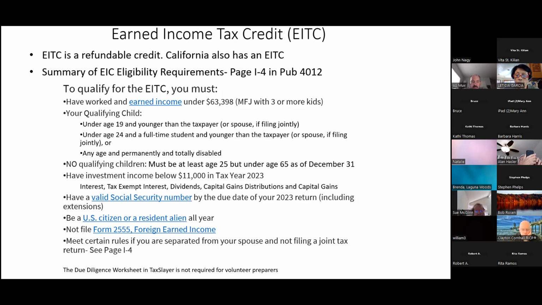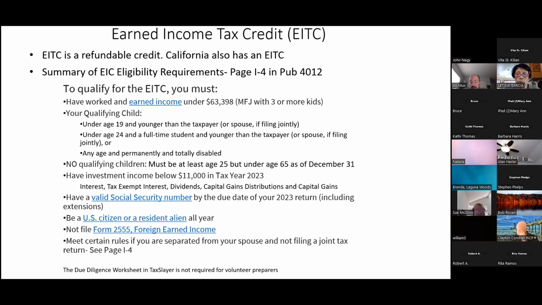Well, the rules have changed, and so page India 4 does a great job talking about those individuals filing separately. And then something that I've seen in the VITA program, I just saw this a couple of days ago. It's called the due diligence worksheet. If you are a tax professional, you have to fill out the due diligence worksheet when you take certain credits.